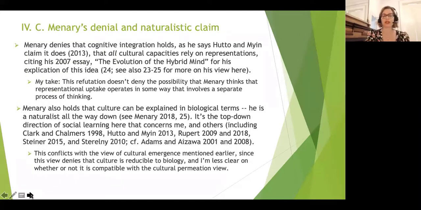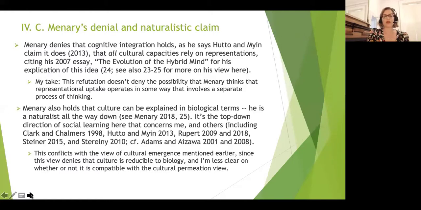Menery goes to great lengths to deny that he believes what he says Hutto and Mayan claim he does, that all cultural capacities rely on representations, citing chapter 5 of his 2007 essay, chapter 5 of his book. The essay is called The Evolution of the Hybrid Mind, for his explication of this idea. I need to look at this a bit further in order to see what I can make of this claim when I read this piece, which I have yet to do. But on its face, this purported refutation doesn't seem to deny the possibility that Menery thinks that representational uptake operates in some way that involves a separate process of thinking.